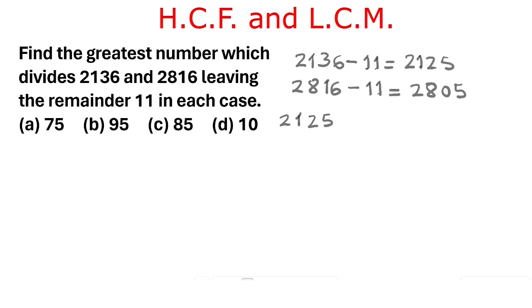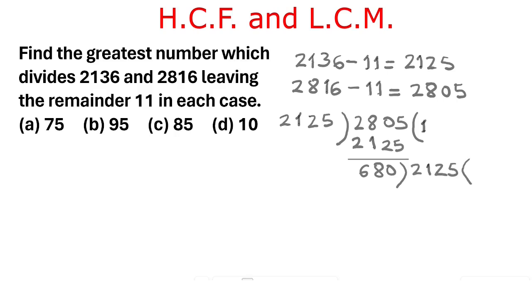We divide 2805 by 2125. It divides for one time. On subtracting 2125 from 2805, we get the remainder 680. Now we divide 2125 by 680. 680 divides 2125 for 3 times.